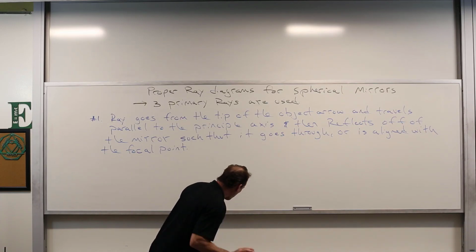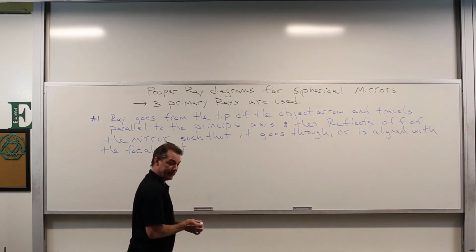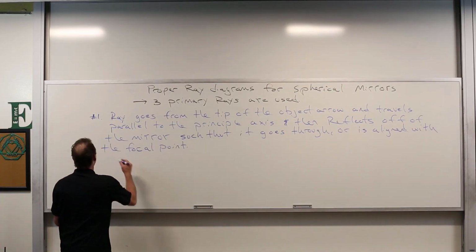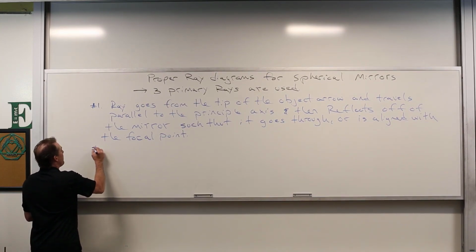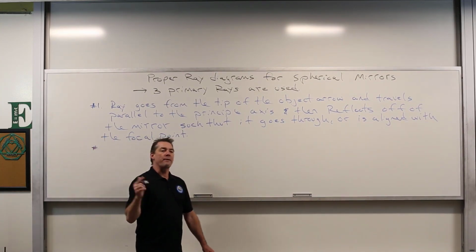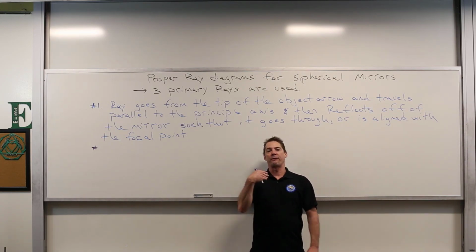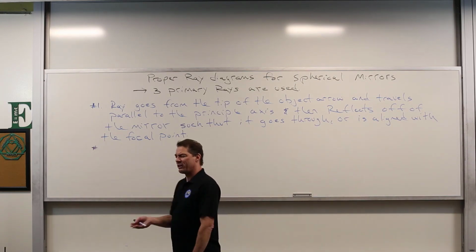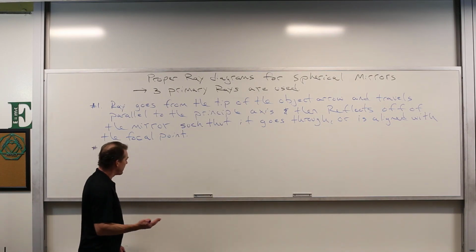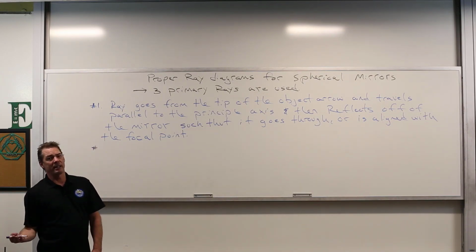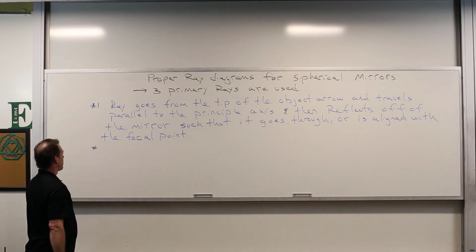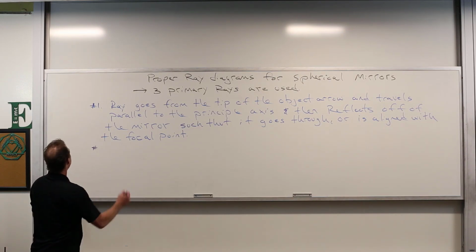Second ray, pretty easy. It's actually the easiest one to deal with. It is a ray that goes through or is aligned with the center of curvature and just reflects back upon itself. Because if it goes through or is aligned with the center of curvature of the mirror, it will strike the mirror at normal incidence and just reflect back upon its original path.